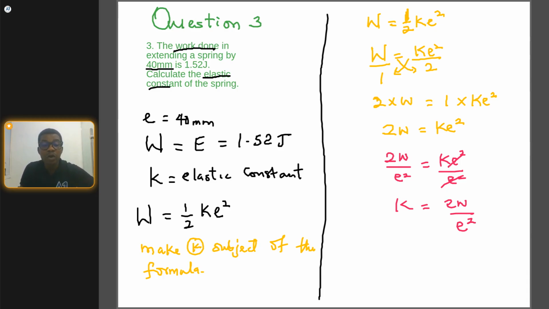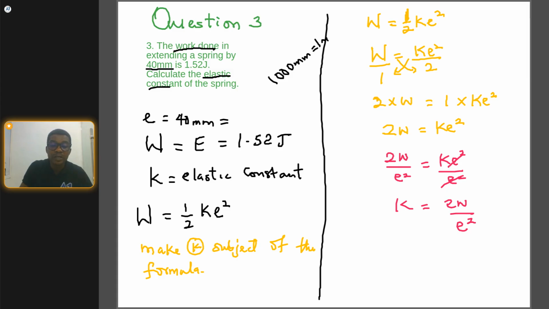So to get the value of the elastic constant, which is letter K, I'm going to use this formula: K equals 2W over E squared. We need to substitute the value of work done and that of extension into the formula. But before that, we need to convert the extension value. It was given in millimeters, and take note that 1000 millimeters is equal to 1 meter.